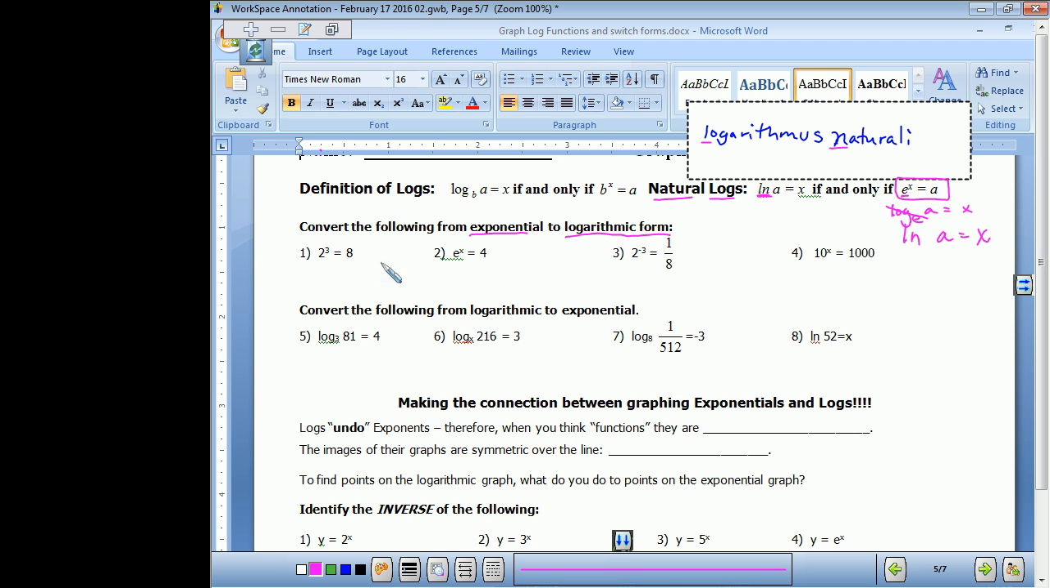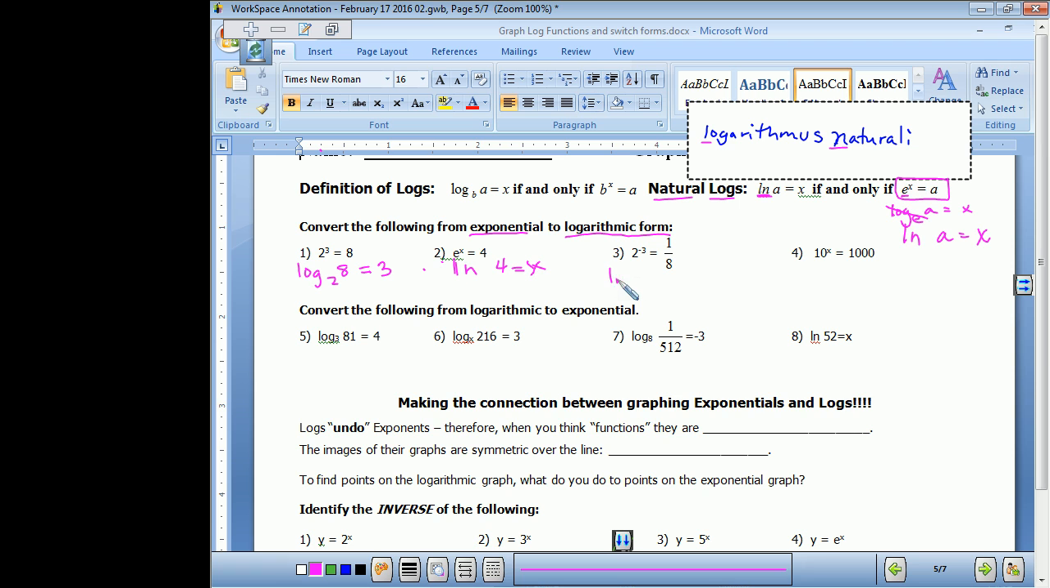Okay, so this one would become log base 2 of 8 equals 3. A logarithm always solves for the exponent. All right, so this is log base e of 4 equals x. But log base e is always written as natural log, ln. ln of 4 equals x.